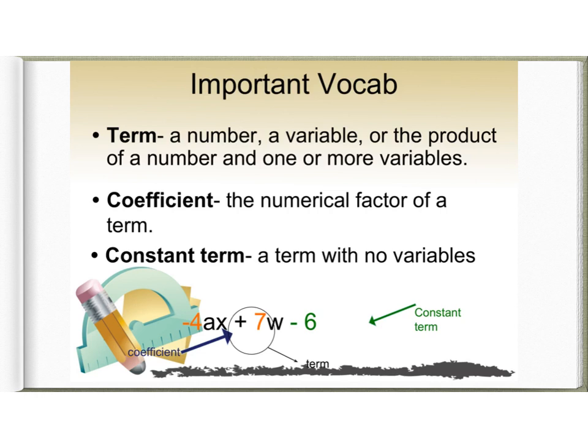So some important vocab. We have a term, which is a number, a variable, or the product of a number and one or more variables. So here in this example down below, this would be one term, this would be another term, and this would be the third term. So we would have three terms here.